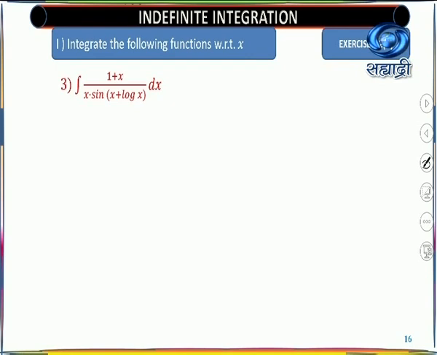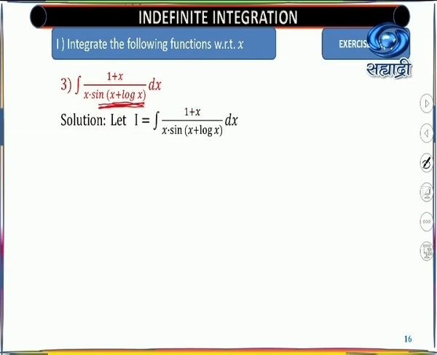Now keep this in mind that whenever you are having a complicated example, or you can say a complicated function, substitute for that function only. That is also one way to solve the example. So here you are having x plus log x. Substitute for x plus log x, that will give you the simplified form of your example.